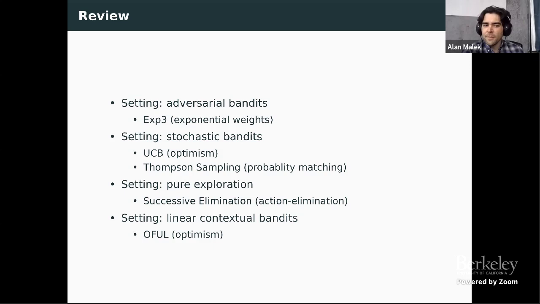So hopefully when you have your next sequential learning or sequential decision-making problem, one of these design principles will come in handy. I think that's all I had.